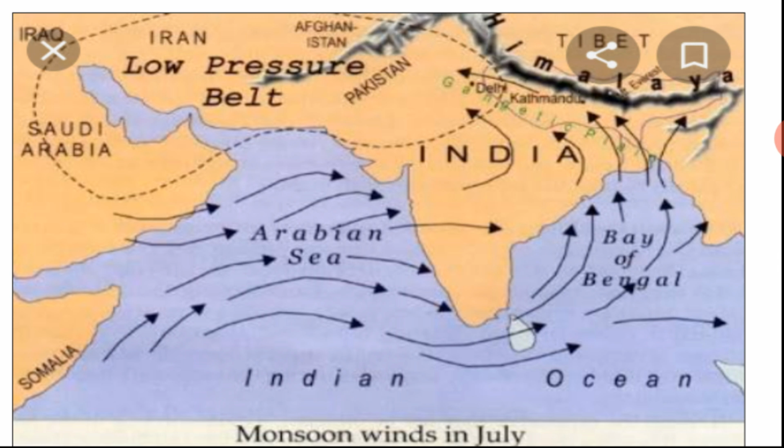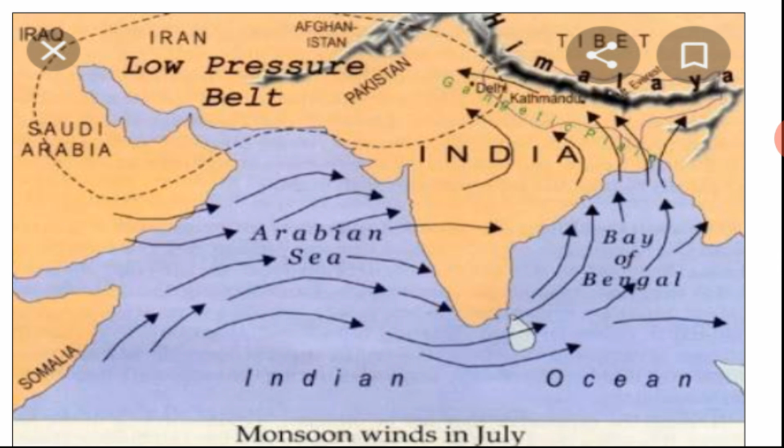You can see here the Bay of Bengal. Have you found it on the map, children? Bay of Bengal, on one side the Arabian Sea is there, then in the middle your country India is there. So the air over there becomes hot and rises up to take its place. Cooler air from the Bay of Bengal, the Indian Ocean, and the Arabian Sea blows towards the land.